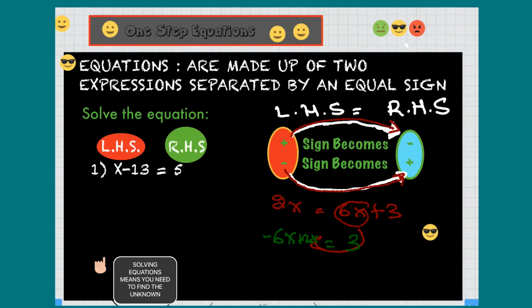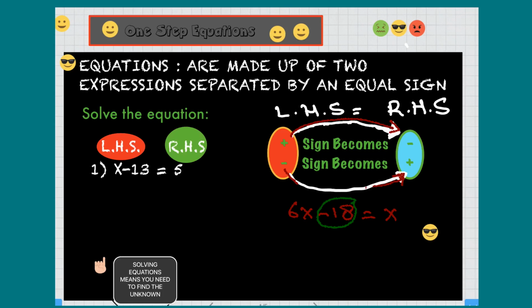I brought 6x from the right side to the left side, and I had to change positive 6x to negative 6x, because whenever I take anything from one side to the other, I need to change the sign. One more example. Let's say I need to take minus 18 to the other side in order to solve it. So I will do 6x equals x plus 18. This minus 18 will change to plus 18 because I'm moving it from the left side to the right side.